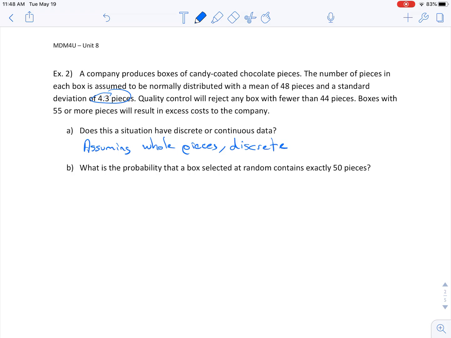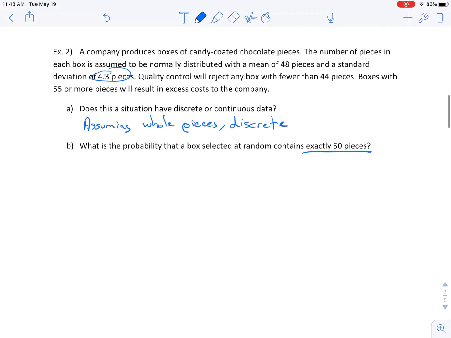So the second question says, what's the probability that a box selected at random contains exactly 50 pieces? So knowing it's discrete, I have to think of it really between 49.5 and 50.5. And this concept, once you get it here, it's easy, I think, but you have to remember every time you reach this discrete data situation, you've got to apply this. And that's what becomes tricky.